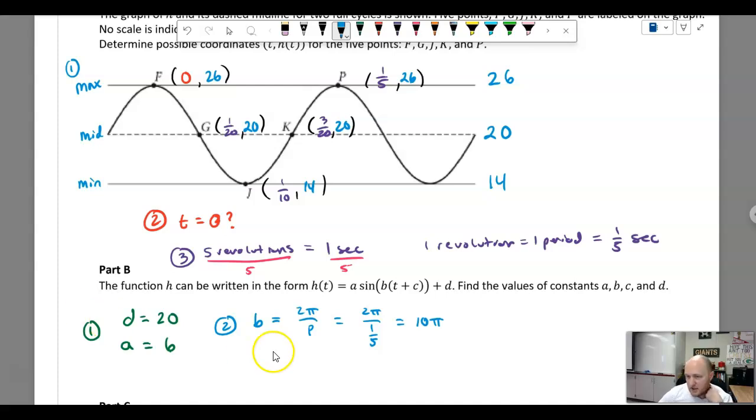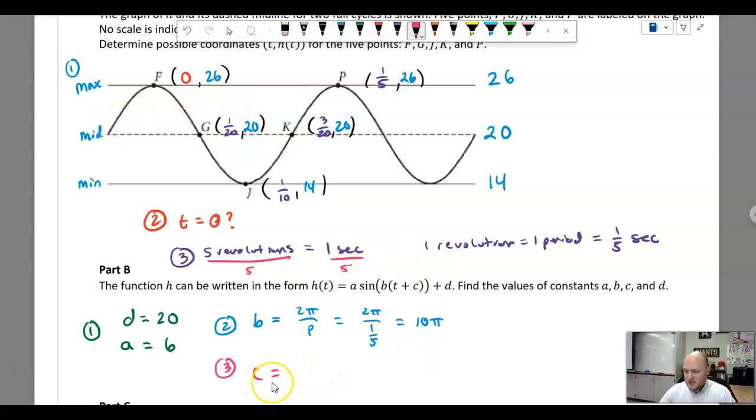And then the last question is, do I need C? Step 3, do I need C? Well, you have to ask yourself, where are you starting? We're starting at a maximum. So isn't that a cosine function? But look here, do I have a cosine function that I'm writing? No, it's a sine function. So we have to change our C value to move back. And our C value, which will be plus C, moves us left.